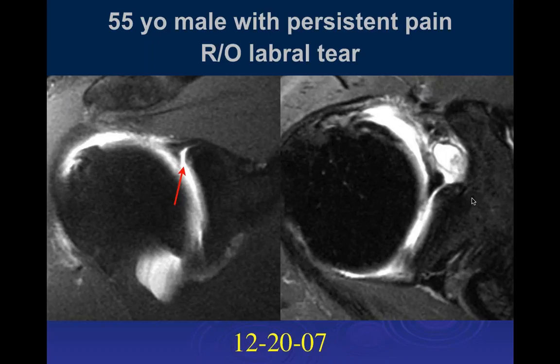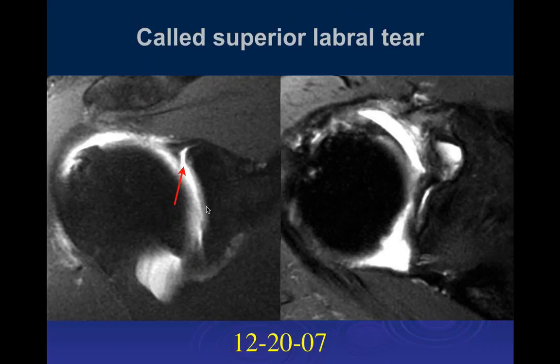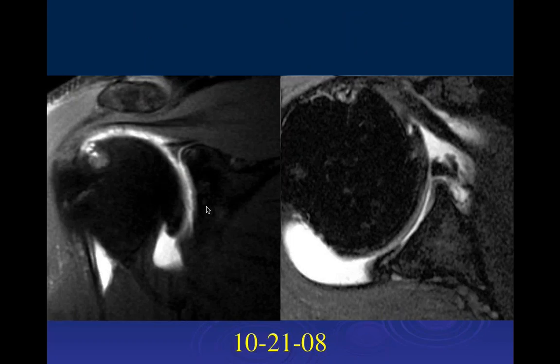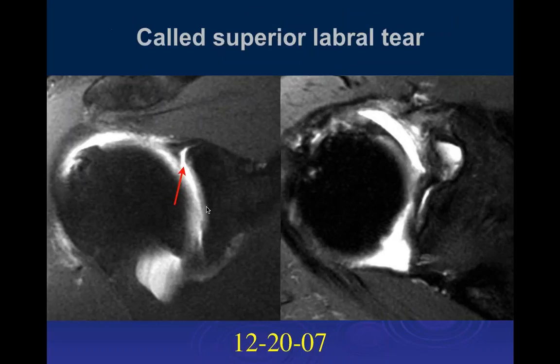And here we can see it going across here. But I agree with you, there's no signal actually going into the labrum. See, the biceps anchor is intact. So this was called a superior labral tear. And then this is a follow-up study. What is this, a year later? About 9 months later.